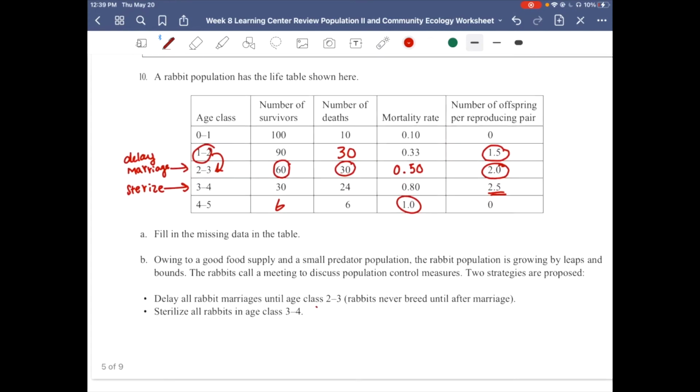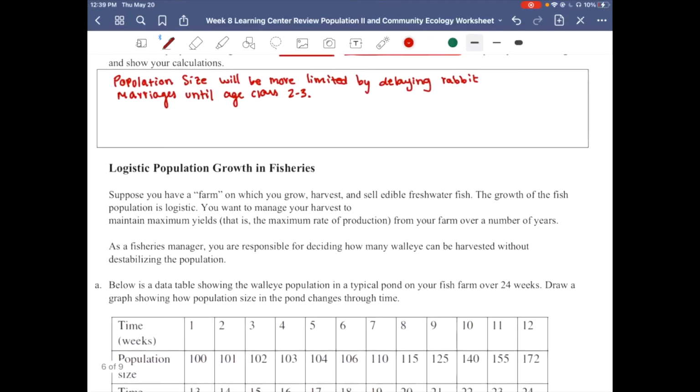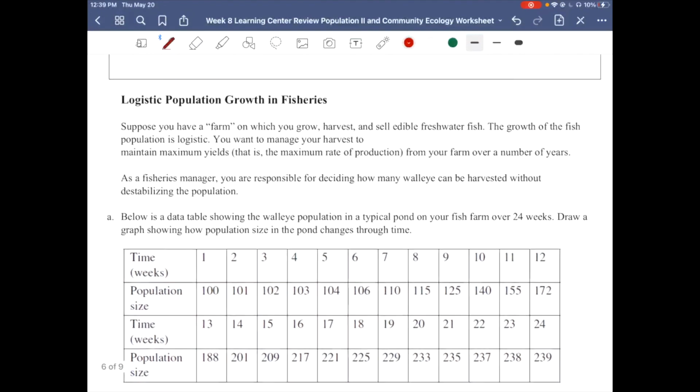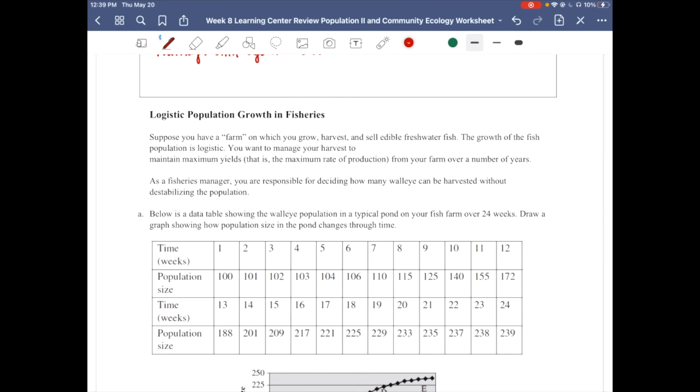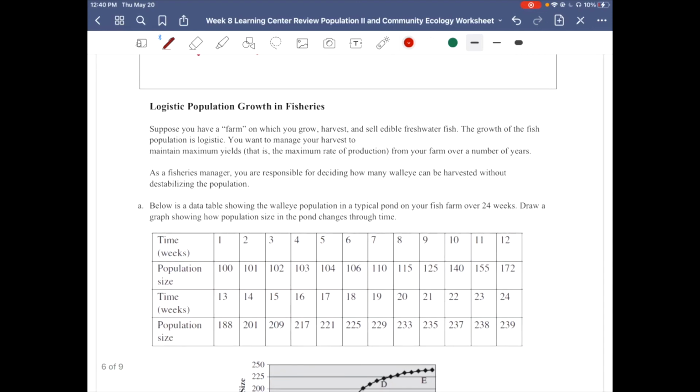All right, let's move on to the second part of this worksheet. So it's logistic population growth and fisheries. I'm not sure if we're going to be able to get through all of this. We might be able to, but I know there's a lot of numbers, so it might be hard to follow if you don't have the worksheet with you. So I'll try my best to make it as clear as possible.